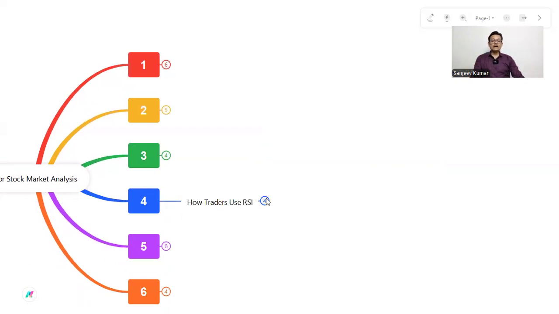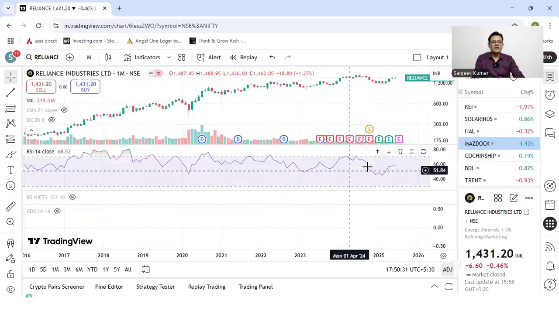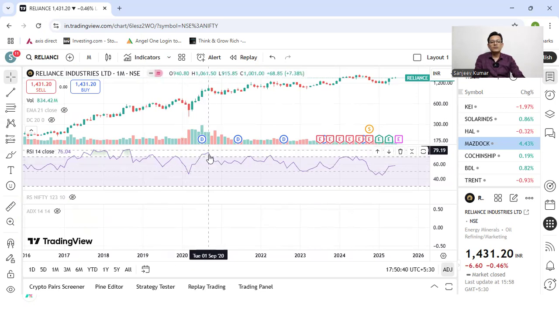How traders use RSI? Buy signal: RSI crosses above 30 from below. I am sharing TradingView. Yeah, this is the RSI. This line is 70 and this line is 30. This is the overbought zone and this is the oversold zone.